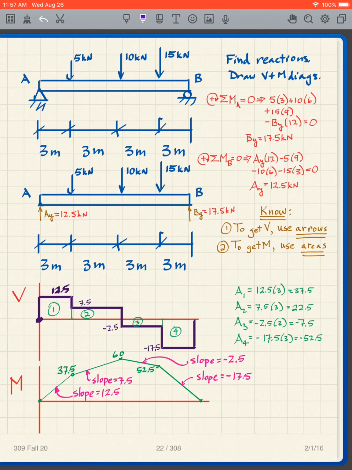So now I'm going to get the areas. So I break this up into rectangles. So for the first rectangle, the area is 12.5 times 3. I use the 3 meters, and I use the 12.5 kips. I haven't shown the units there, but I should show the units.